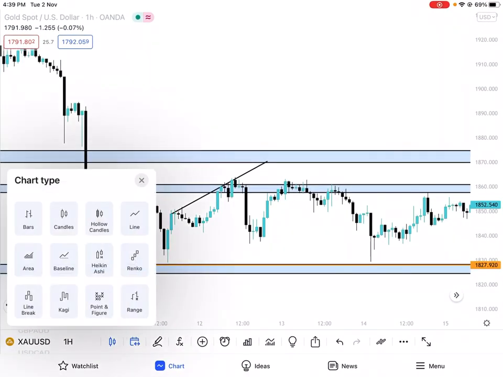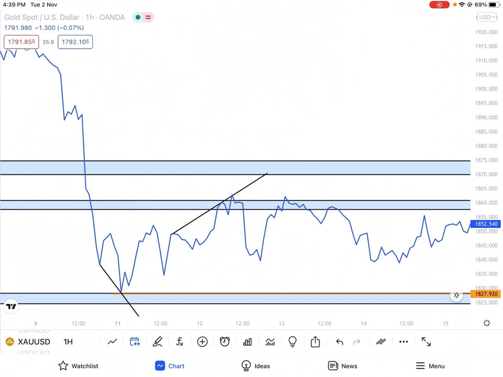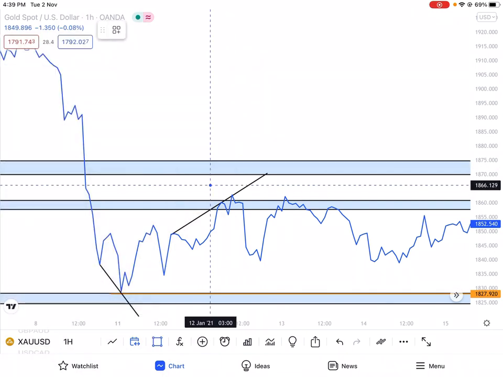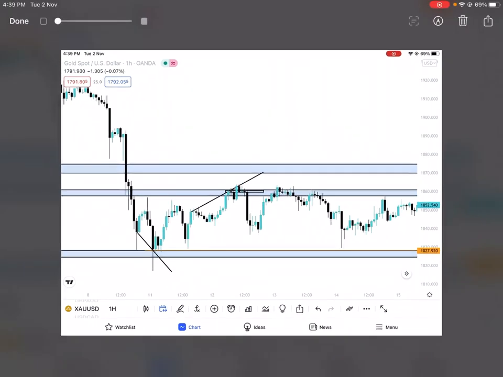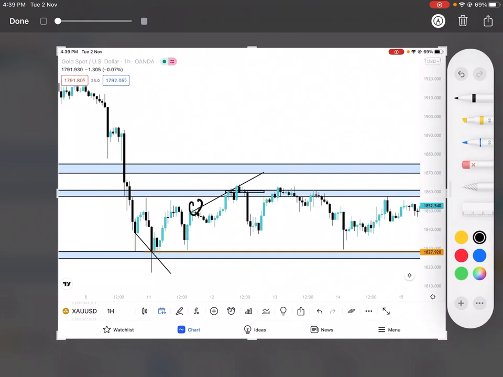And we also have the H&S formation, as you can see here. First point, second point, third point, then we have the H&S drop.